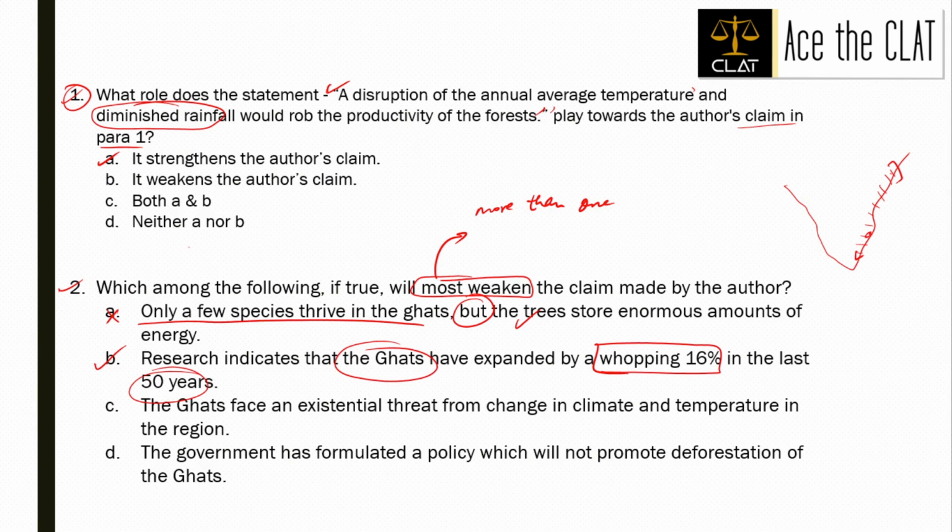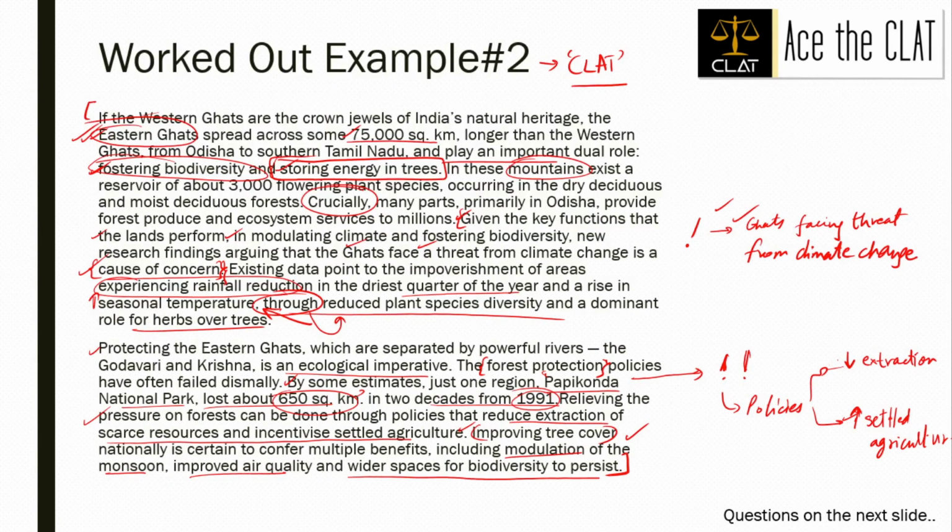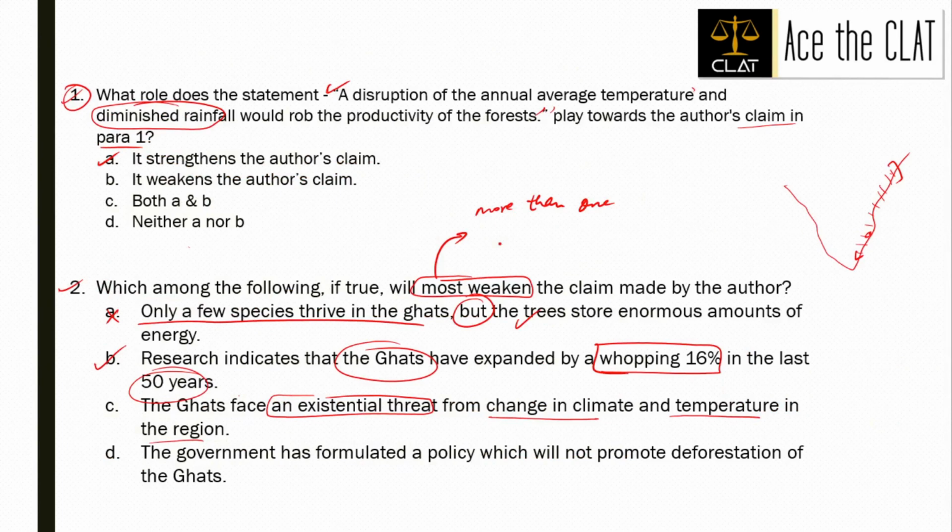Okay. Let us look at option C. The Ghats face an existential threat from change in climate and temperature in the region. If you see, the most important claim of the first paragraph was that it is a cause of concern that the Ghats face a threat from climate change. So this option is clearly in line with the passage, right? Author also says that, the option also says that. So this cannot weaken the argument.